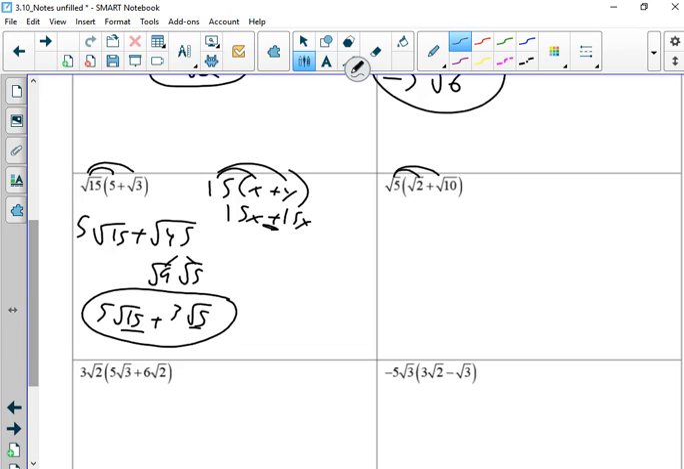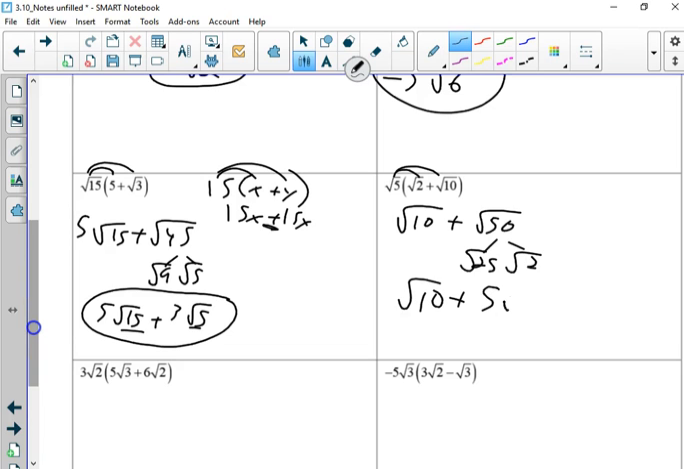These are both inside numbers. So radical 2 times radical 5 is radical 10. Plus 10 times 5 is 50, so radical 10, radical 50. But we're not done because there's a perfect square stuck inside the 50. And that will be 25 and 2. 10 doesn't break down, so it's radical 10. Plus 5 radical 2. And we're done. Can't do anything else. You're not joining them together.